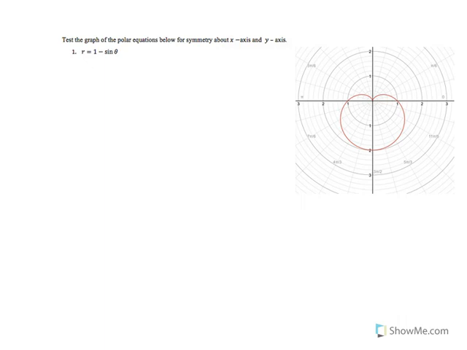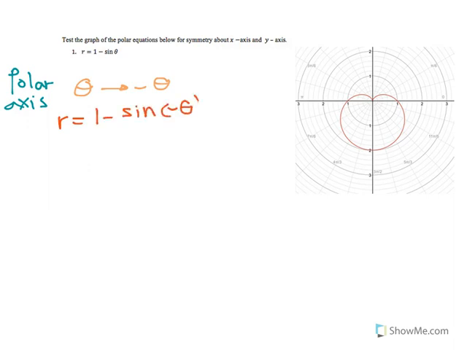So we have three tests. Let's start by doing the first test, which is the x-axis, or the polar axis test. So we're going to replace theta with negative theta. That's the test. So r becomes r because I didn't change anything of r. It's going to be 1 minus sine of negative theta.